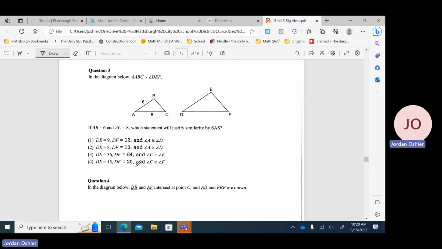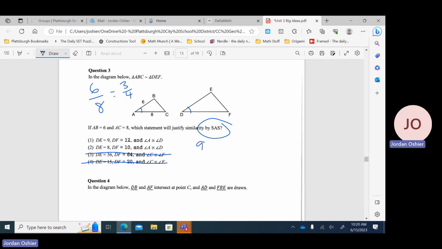The next question, we're given similar triangles with AB and AC labeled. What statement will justify similarity by SAS? So we need this angle and then the corresponding angle. Angle A is congruent to angle D, so these ones are out. And then I need the same scale factor or the same proportion. So 6 divided by 8, you get 3/4. That's not there.